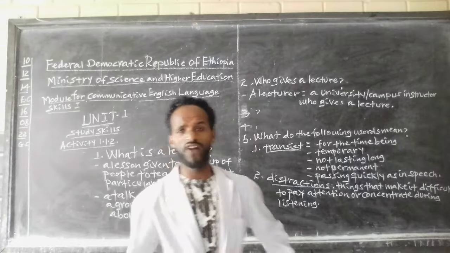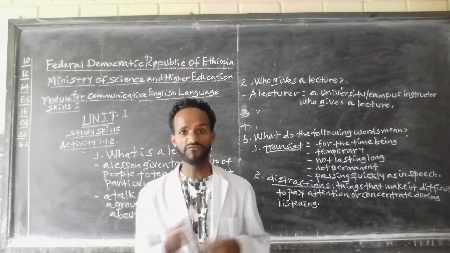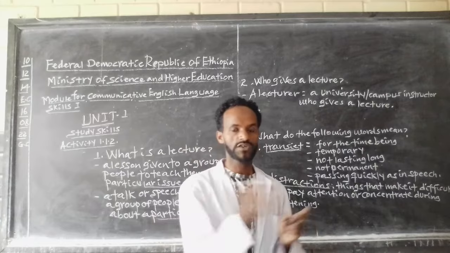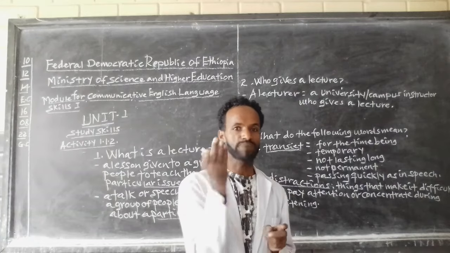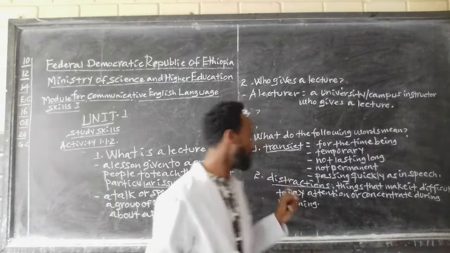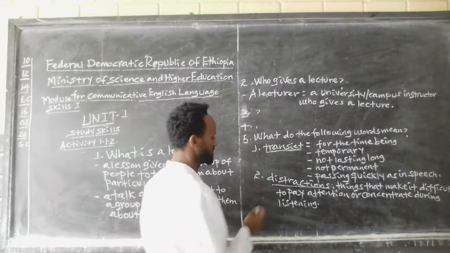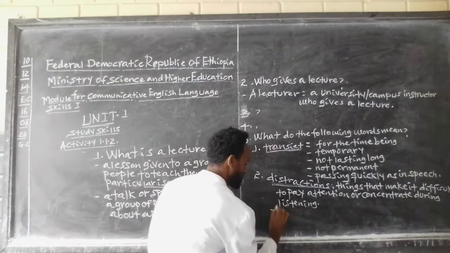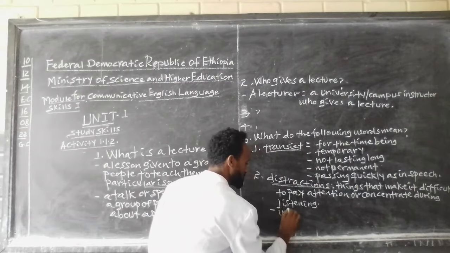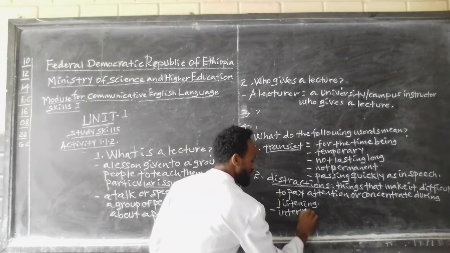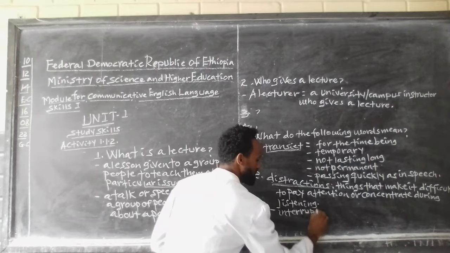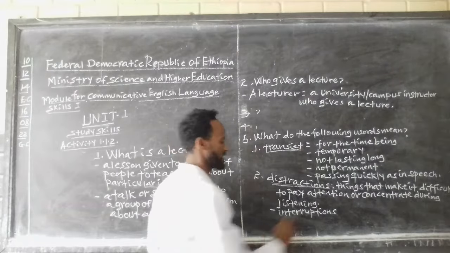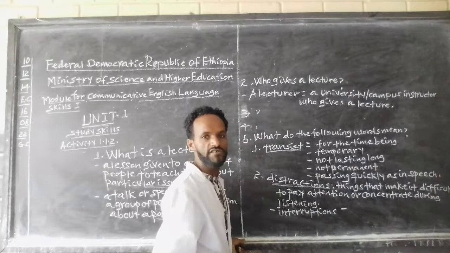Or we can also define it word for word. We can define this term by substituting the word directly. You can say distractions means interruptions. Yes, you can use interruptions. Distractions means interruptions. Or you can also use another one, interference.